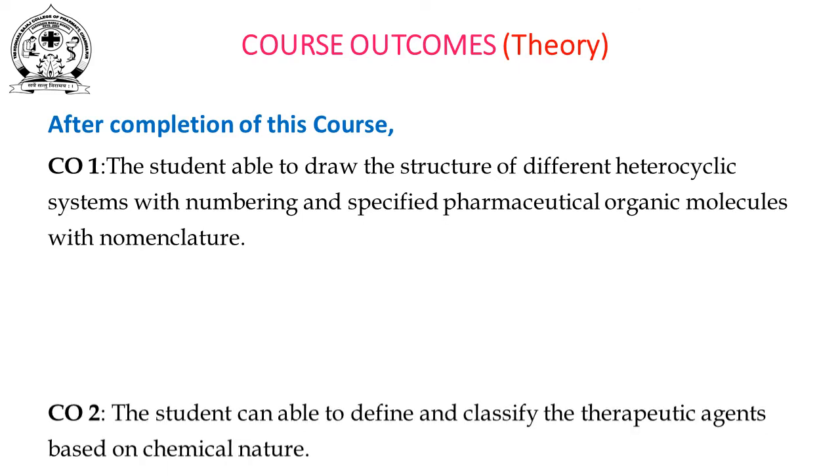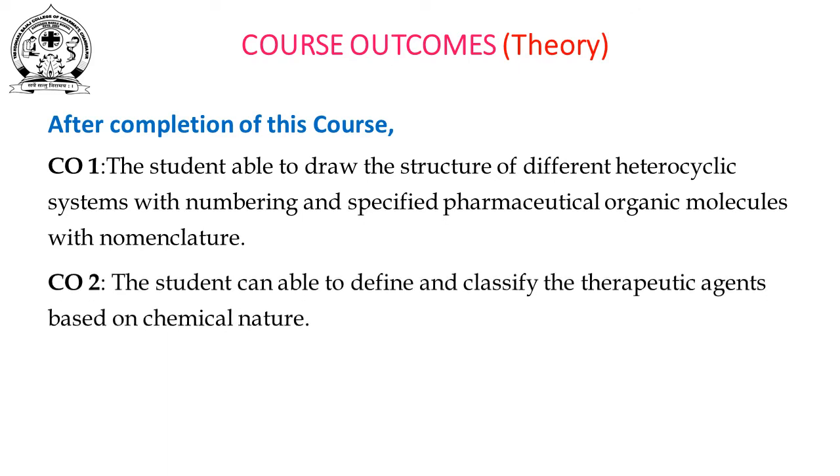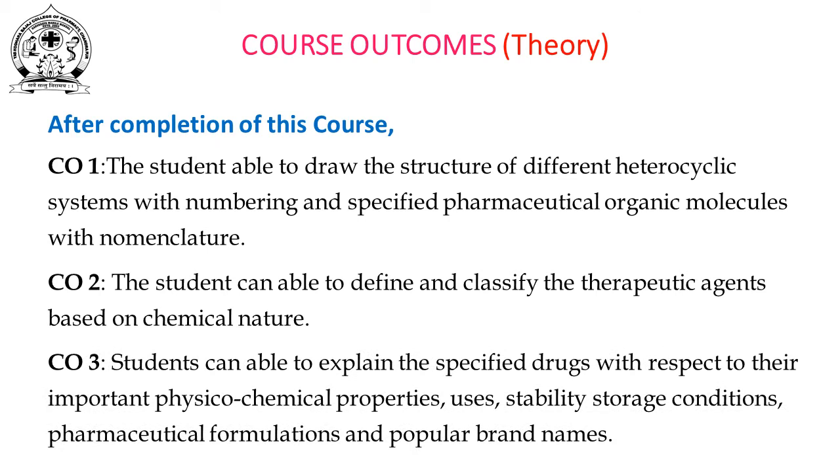The next course outcome is that the student can define and classify the therapeutic agents based on chemical nature. The third course outcome is that the student can explain the specified drugs with respect to their important physicochemical properties, uses, stability, storage conditions, pharmaceutical formulations and popular brand names.